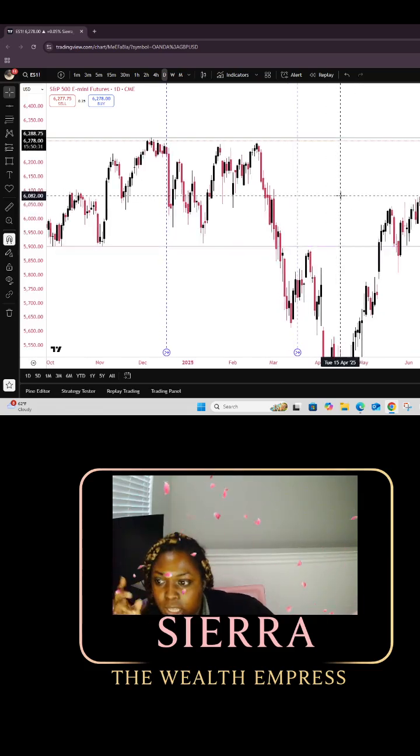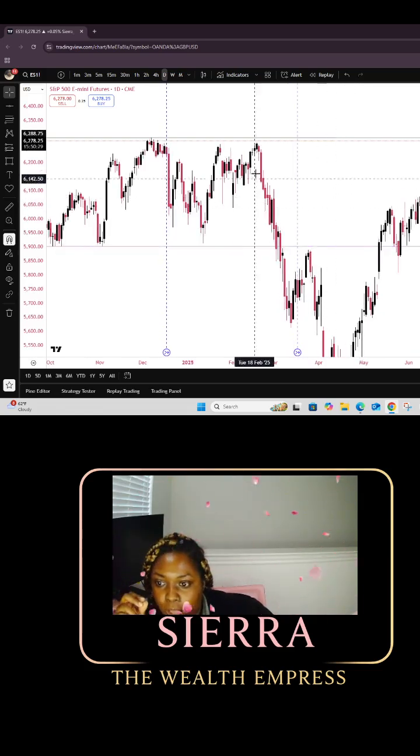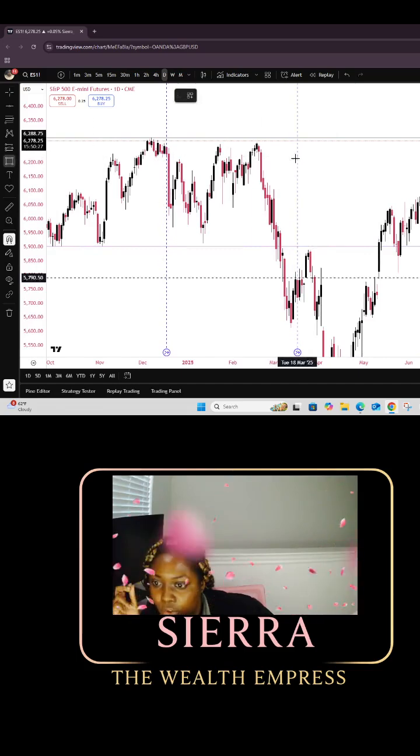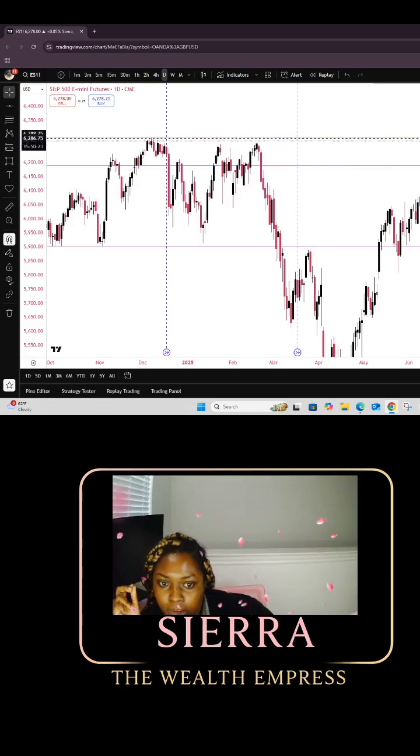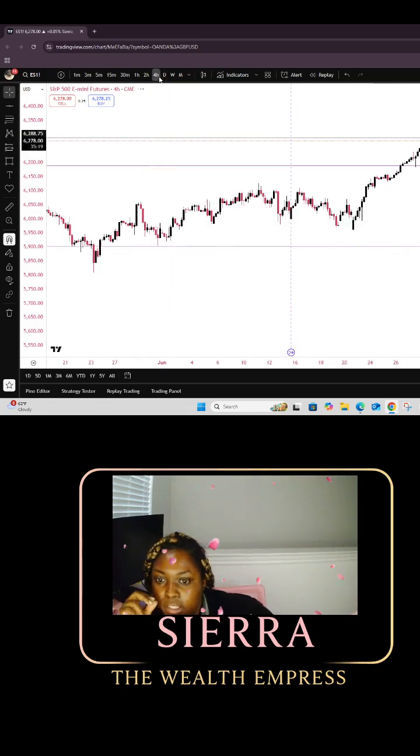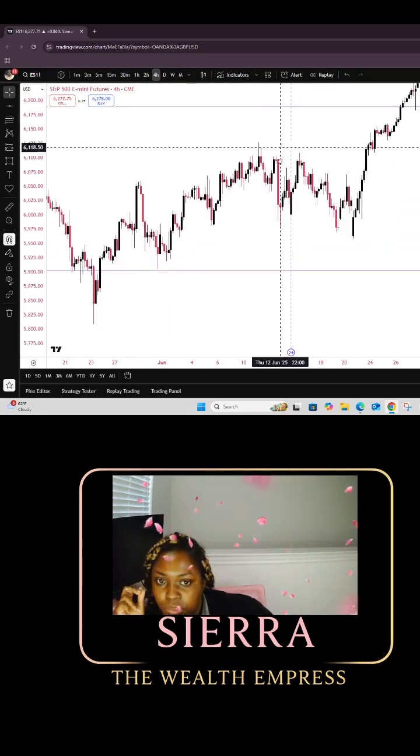So I don't see anything else here that I would really want to mark. I can mark up this fair value gap here, right? Because price broke that. And eventually we will like to see a retest back to here. But now let's go down to the 4-hour. Okay.